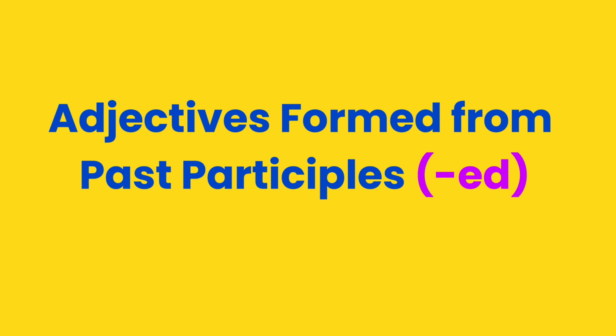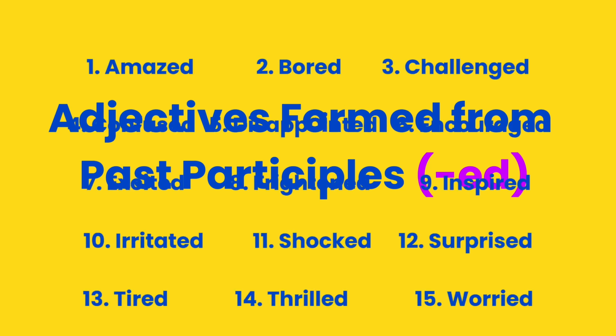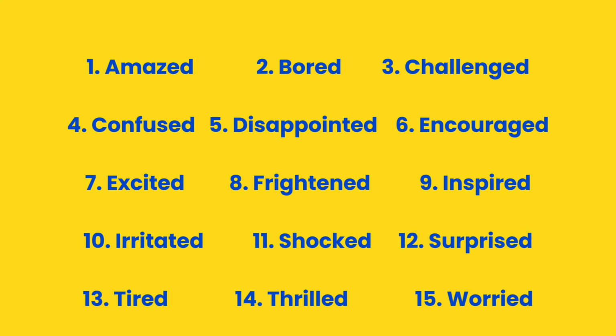Adjectives formed from past participles, -ed. These describe the passive quality or the resulting effect of an action on someone or something. 1. Amazed. 2. Bored. 3. Challenged. 4. Confused. 5. Disappointed. 6. Encouraged. 7. Excited. 8. Frightened. 9. Inspired. 10. Irritated. 11. Shocked. 12. Surprised. 13. Tired. 14. Thrilled. 15. Worried.